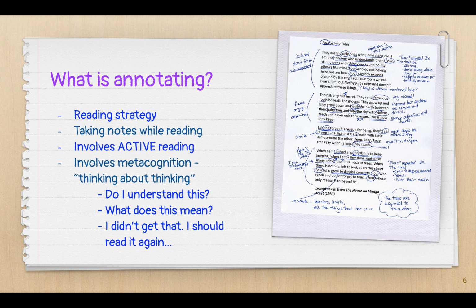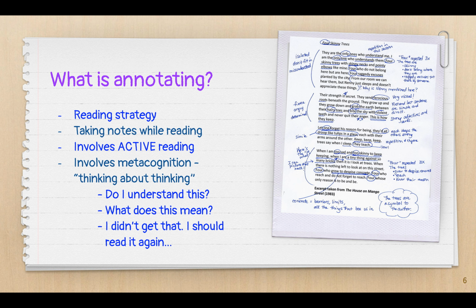Okay, it involves active reading. You have to be a really active reader if you are annotating. Or if you are annotating, it helps you to become a very active reader. Okay, it involves, is a big word, metacognition. I love the word metacognition, which is a big word that just means thinking about thinking. So you're thinking about what you're reading, and you're also thinking about your thinking.